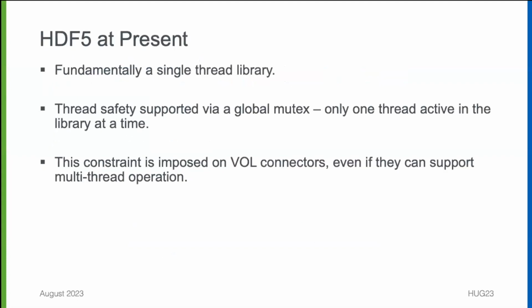So, as I'm sure most of you know, at present, the HDF5 library is fundamentally single-threaded. It survives in a multi-thread environment by setting up a global mutex and allowing only one thread in the library at once. And the interesting point on that is that this constraint is also applied to VOL connectors. What I'll be talking about today is aimed at starting to relax that constraint.